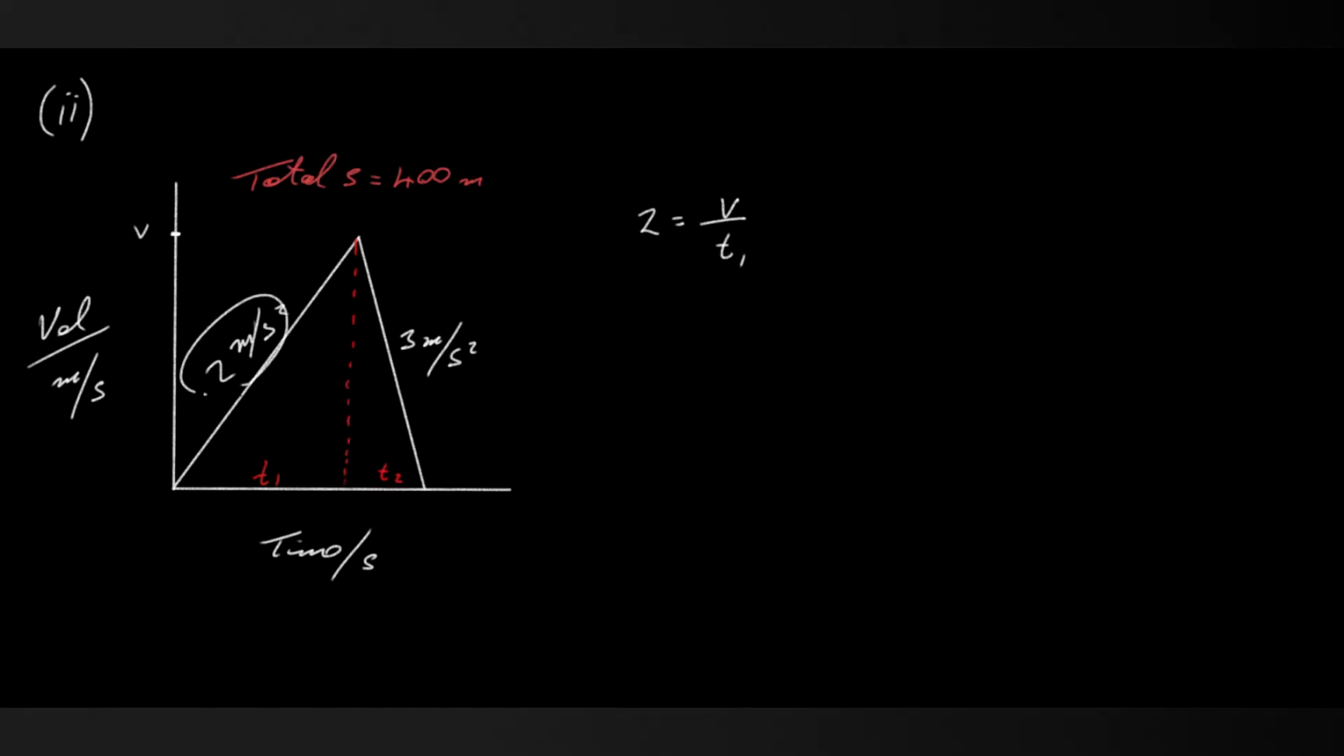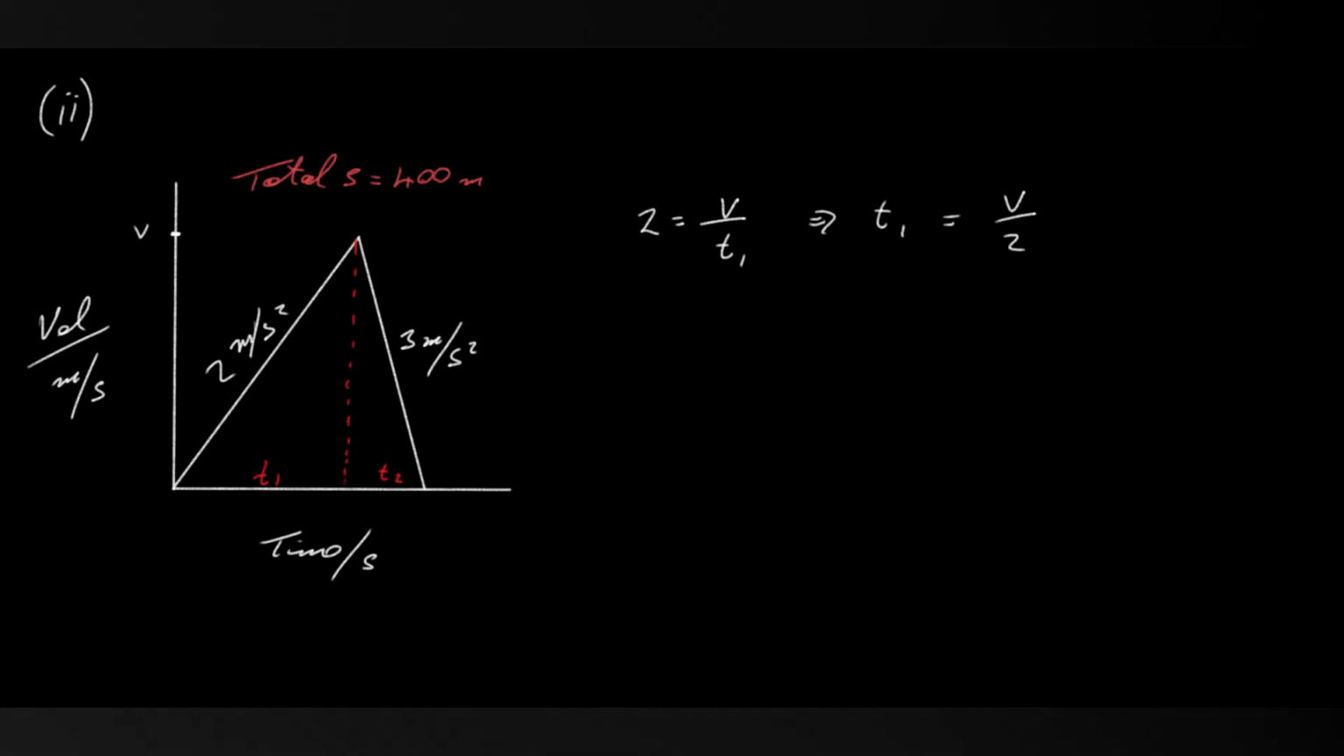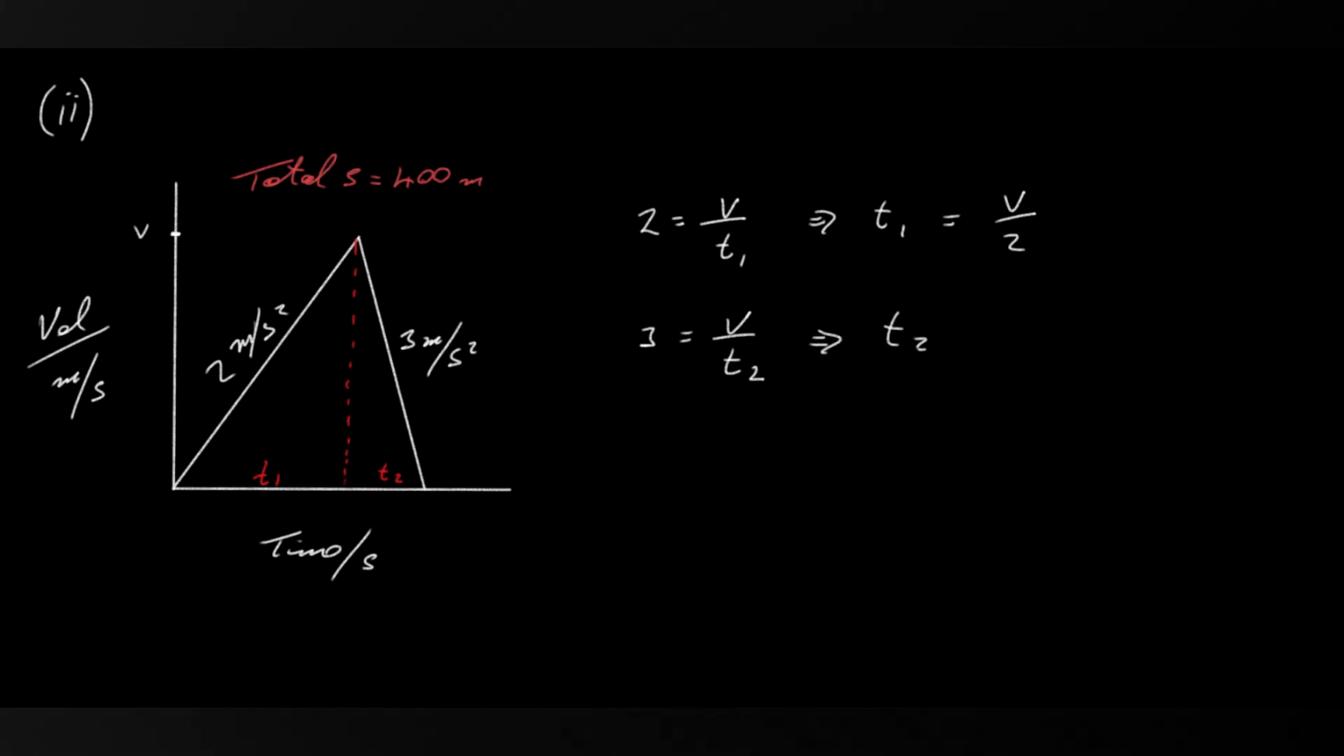So in other words, the slope here is going to be this here divided by this here. So v over t1. So that will just give me t1 is equal to v over 2. Let's do t2 then. So we know that 3 is just going to be equal to v over t2, giving us t2 is equal to v over 3.